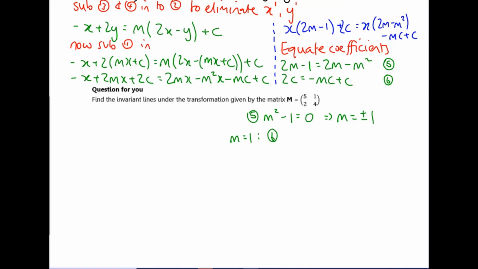So if I take m equals 1 and put it into equation 6, I get 2c equals minus c plus c. Obviously, minus c plus c is 0. So if m is 1, the only way that this works is if c equals 0. Which tells me y equals x is an invariant line. So if m is 1 and c equals 0, putting that into y equals mx plus c, y equals x is invariant.